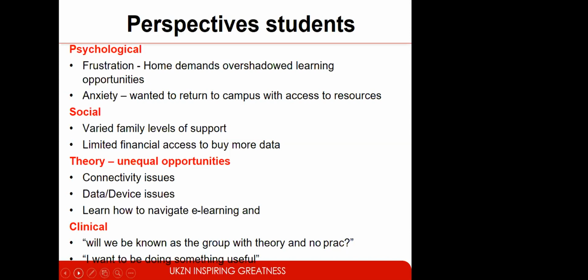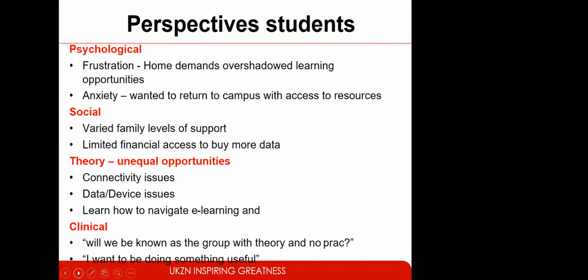They were very anxious. They wanted to return to campus where there is access to resources, and where they can do their studies without any disturbances. Social perspectives varied from family levels of support. For some of the students, their parents lost their jobs because of the lockdown. So they were affected by that. There was limited financial access to buy more data when the university data is finished.